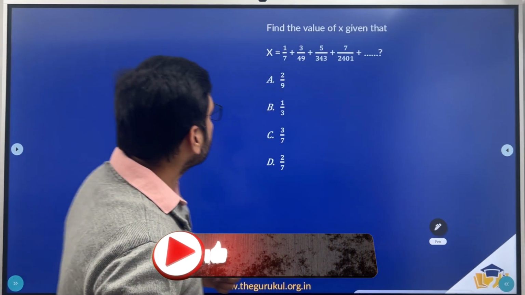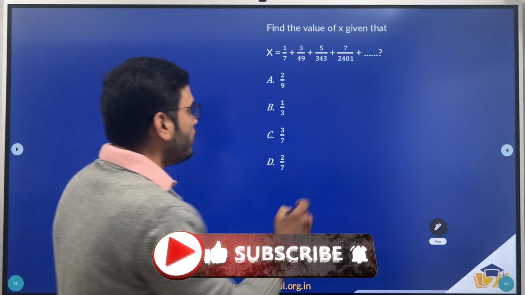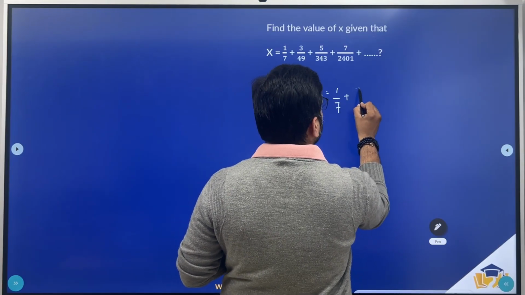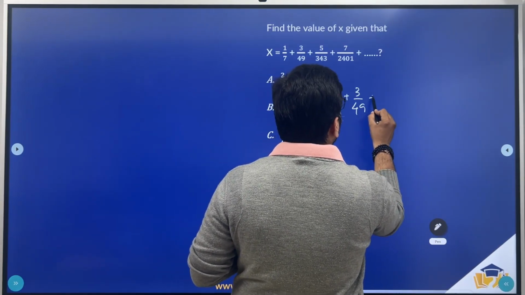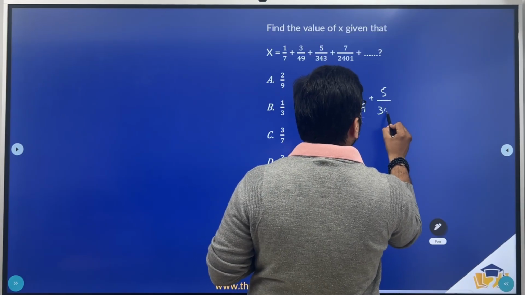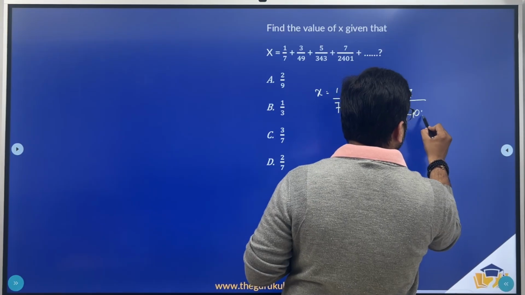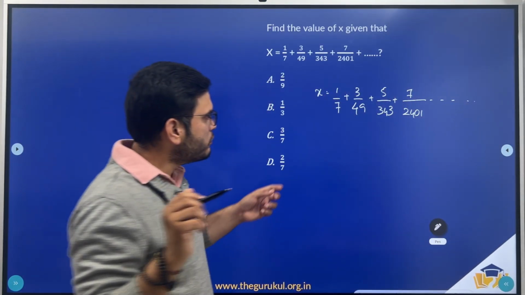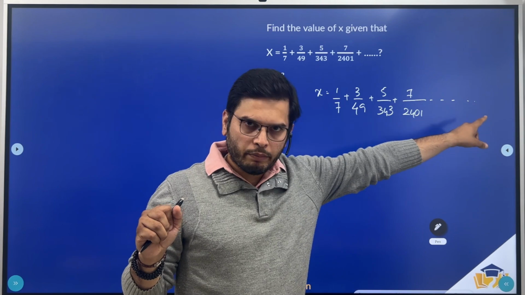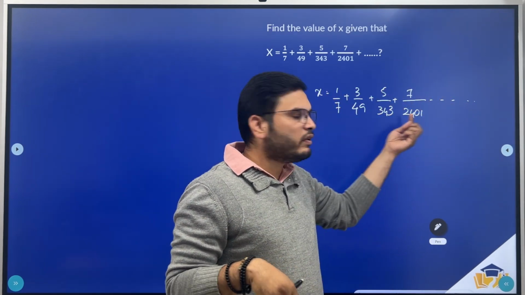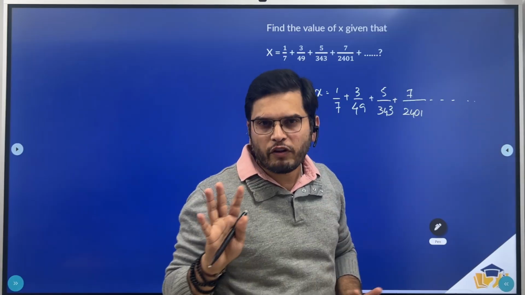Now coming to the fourth question. Find the value of x given that x is equal to 1 by 7 plus 3 by 49 plus 5 by 343 plus 7 by 2401 and so on, right? If you observe, the numerators are in arithmetic progression with a common difference of 2, whereas the denominators are in geometric progression with a common ratio of 7.